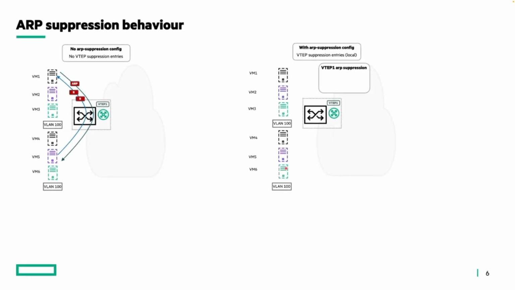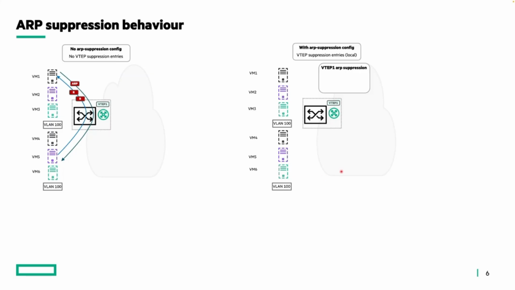Let's discuss the use cases and the flow details here. In the first topology, as you see, there is no ARP suppression config. So you see there's a request from VM1 for VM5, and the VTEP broadcasts the information. In the same way, VM5 responds back with a reply, and then the VTEP again floods the response back to VM1. And there is no suppression entry created in this case.